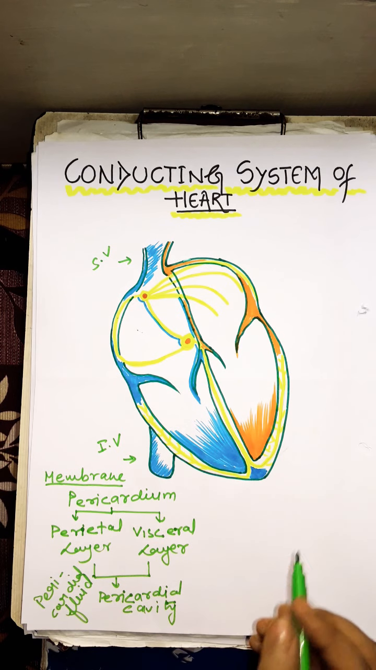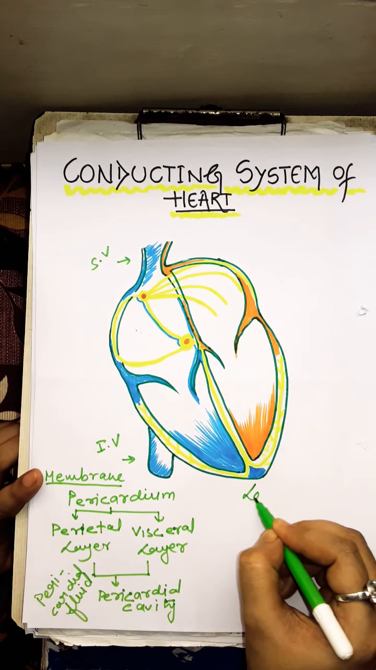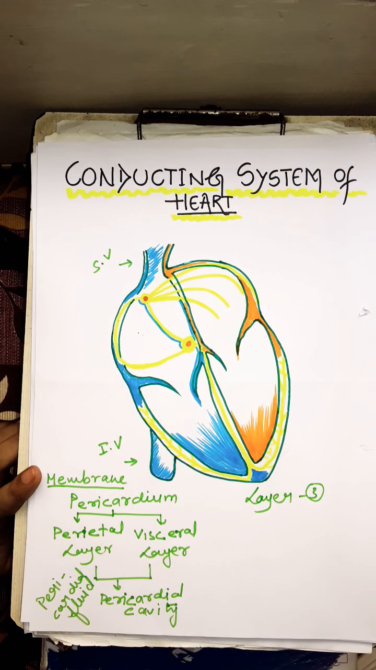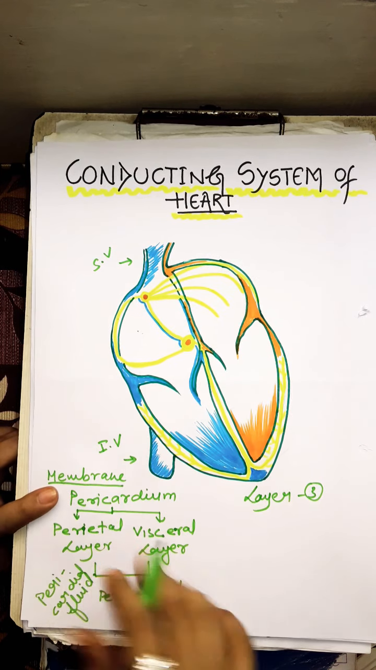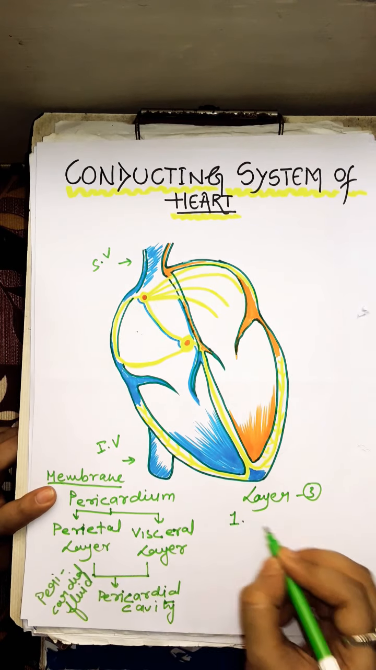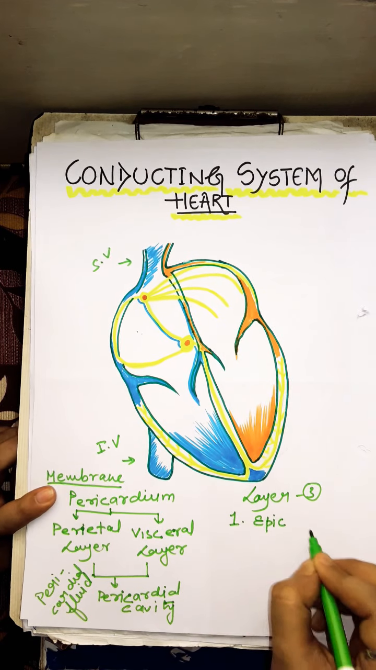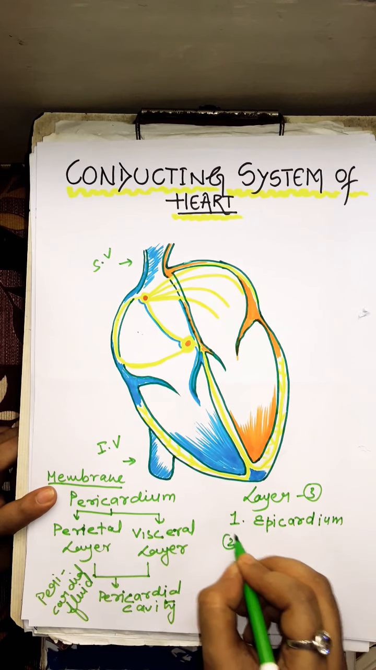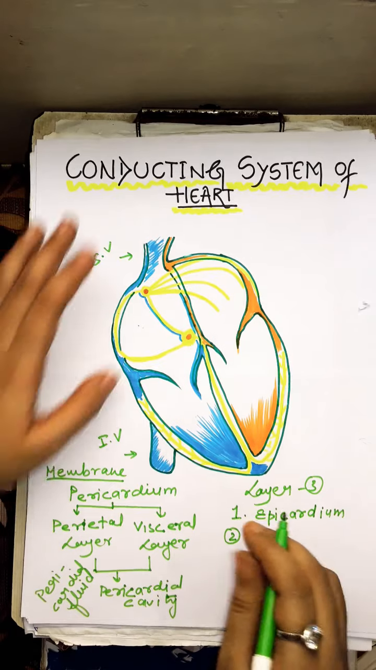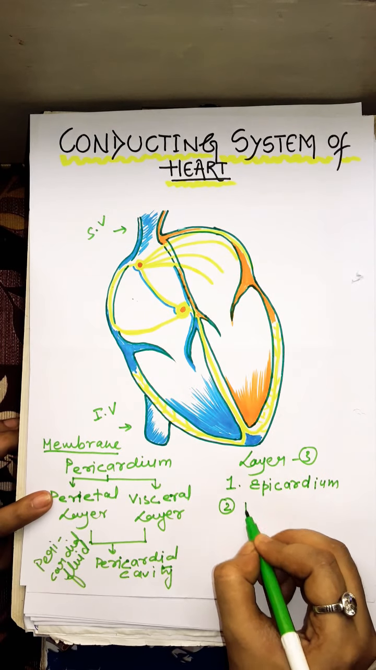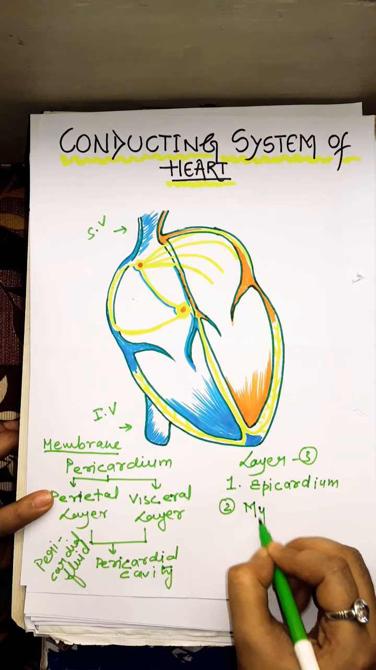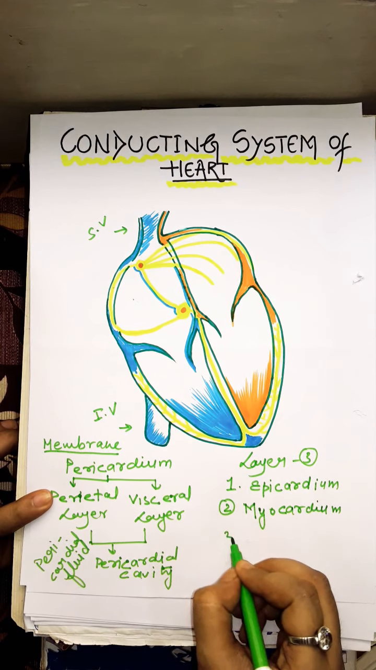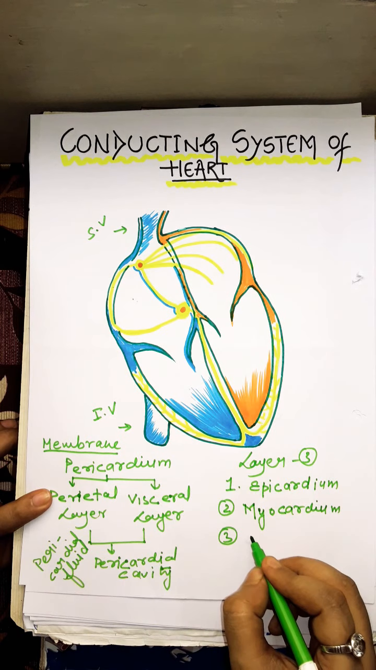Next we will see the layers of the heart. There are three layers which make up the wall of the heart. The first one is the epicardium, the second one is the myocardium, and the third one is the endocardium.